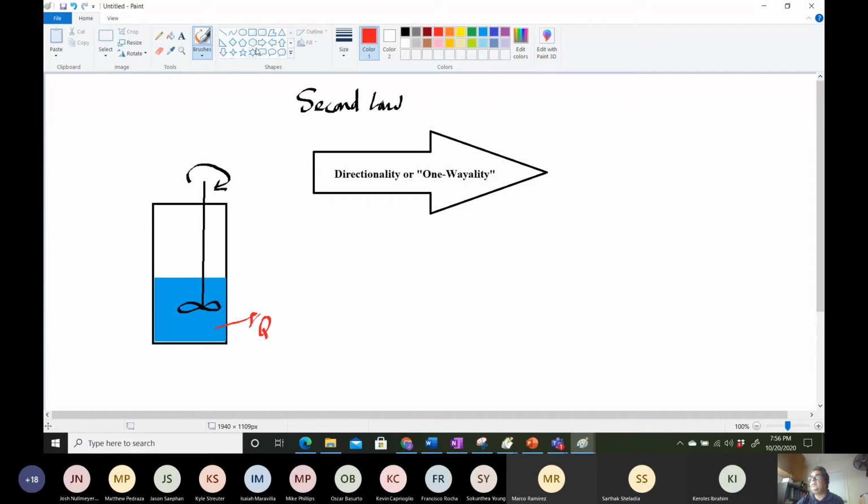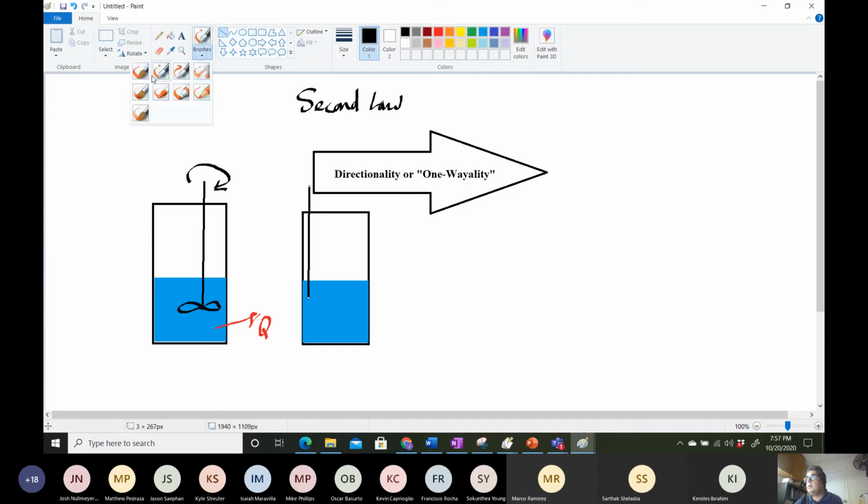So can we do this in reverse? If we didn't have the second law, can we do this? What would be the opposite of this? The opposite would be, what if we put heat in? So the reverse of this is we put heat in. Are we going to get work out?